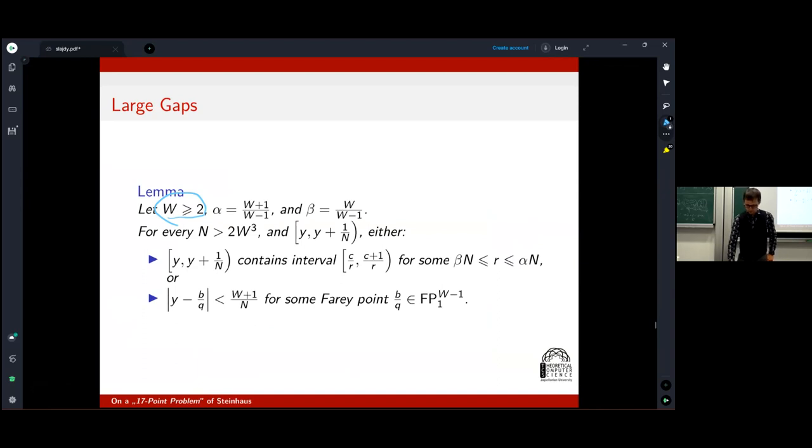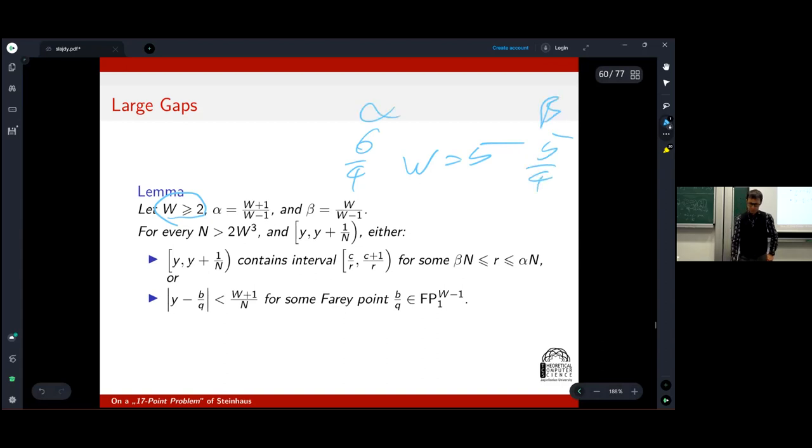So in this drawing, we would have W equal 5. Yeah, so this is why I have chosen 6/4 and 5/4 for alpha and beta. Okay. And now we need to allow for big n's, not to consider too small n's. So we need to go at least that high. And then we have that every interval of length 1/n contains one of those Farey intervals from that set. So these guys are pierced, or will be pierced, by the piercing property.